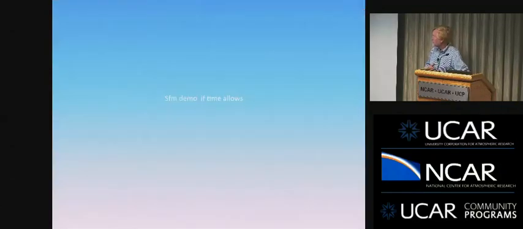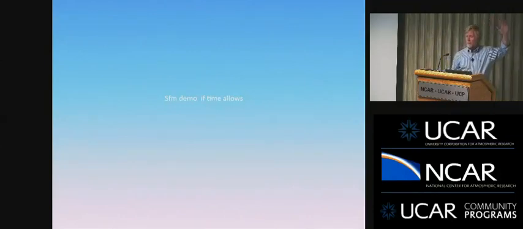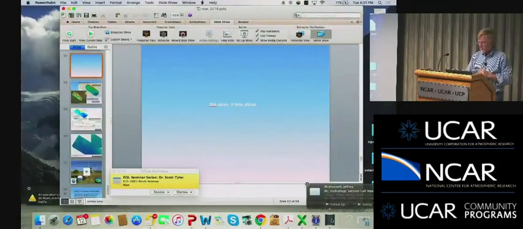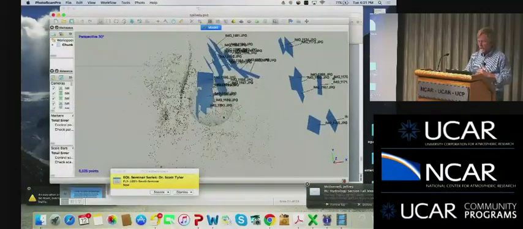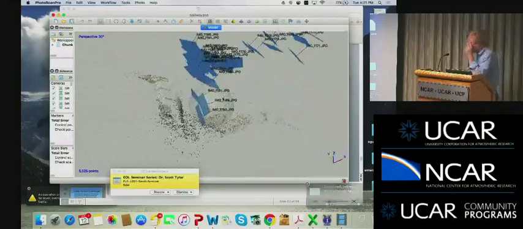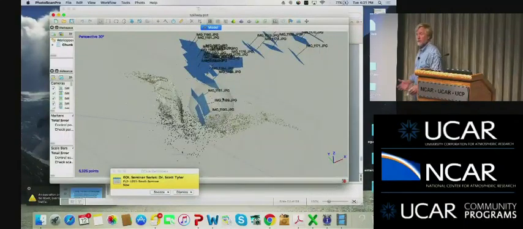So the first thing we did was, how many people have heard of structure from motion? Here, a couple of you. Many of you may not have. So let's take a look. The easiest thing we can do with drones, okay, is topography. And topography is really pretty useful for a lot of people. Okay, just understanding the topography of the land surface.